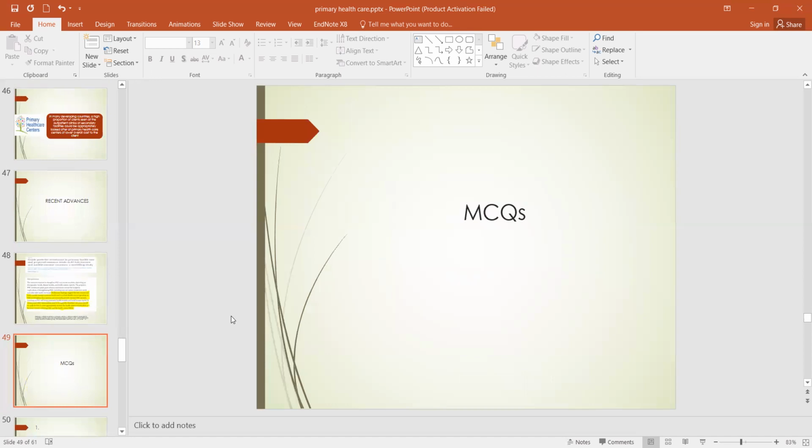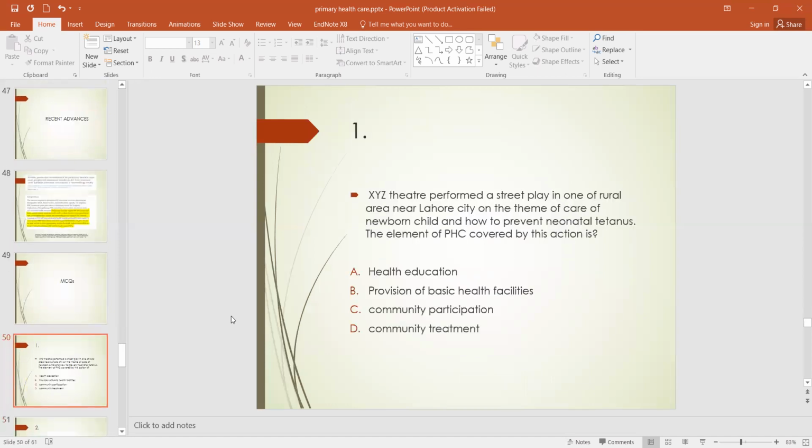Now it's time for MCQs. XYZ Theatre performed a street play in one of the rural areas near Lahore city on the theme of care of newborn child and how to prevent neonatal tetanus. The element of primary health care covered by this action is health education, provision of basic health facilities, community participation, community treatment.